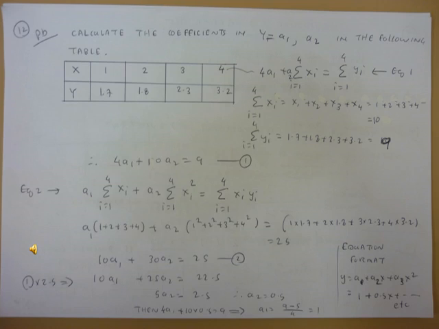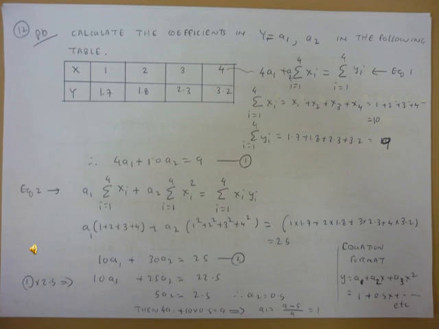In this equation we add the summation i=1 to 4 of hi, which is 1 plus 2 plus 3 plus 4, multiplied by a1, plus a2 multiplied by the summation of hi squared, which is 1 squared plus 2 squared plus 3 squared plus 4 squared. The right-hand side is the summation of hi yi, which is 1 multiplied by 1/7 plus 2 multiplied by 1/8 plus 3 multiplied by 2/3 plus 4 multiplied by 3/2. So you get 25. So the equation is 10a1 plus 30a2 equals 25.